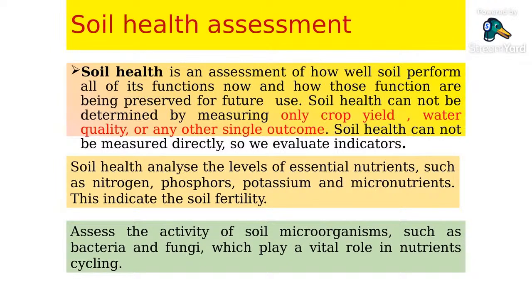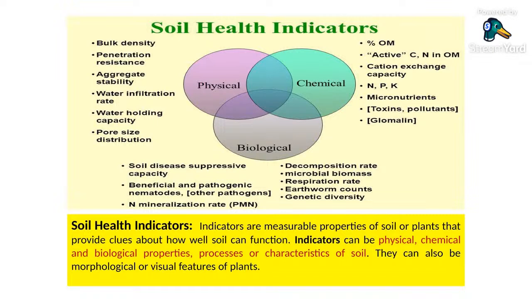When you go for the assessment, it means how well the soil performs all its functions, and how those functions are preserved for future use. The soil health cannot be determined by a single parameter. So, with the combination of all these indicators, we evaluate soil health. Indicators are the properties of soil that show how well the soil can perform its functions. These indicators can be physical, chemical, and biological properties.